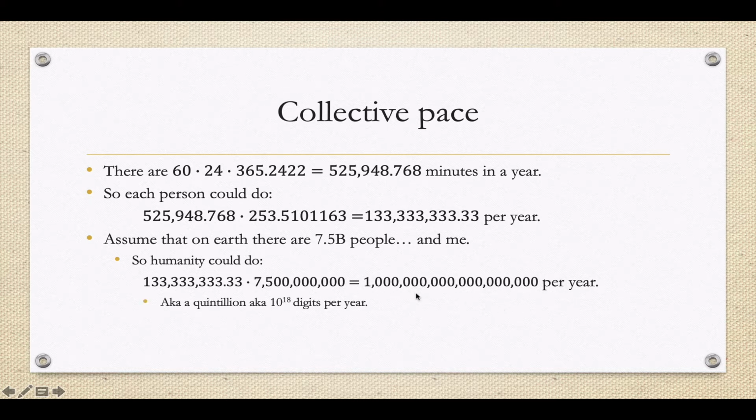A quintillion, I believe, is what this number is. 10 to the 18th power digits per year is what humanity could do if we had a computer that could write digits of this number every single time somebody on Earth clicked a pen. And you're like, okay, cool, so we'd be done pretty quick, right?